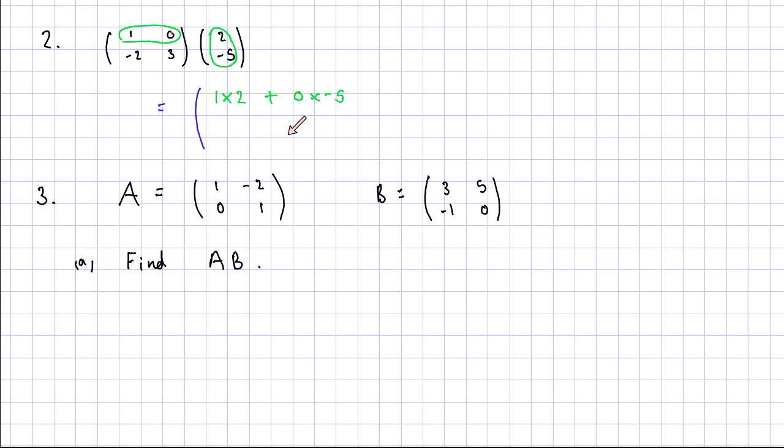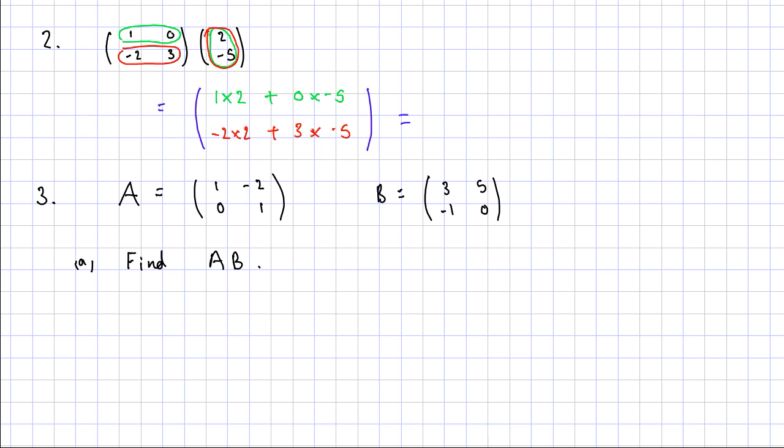And then for this entry here, I'm going to have to multiply these two numbers with these two again. So I'll show that in a different color. So it's going to be minus 2 times 2 add 3 times minus 5. Okay, so I have to do that. That's going to be minus 2 times 2 add 3 times minus 5. Okay, and then the result of this is my answer.